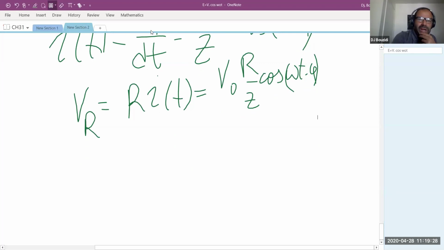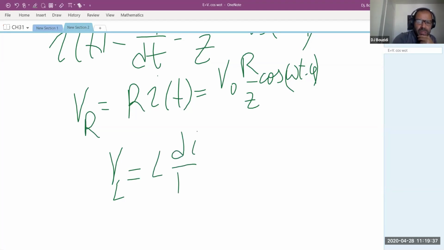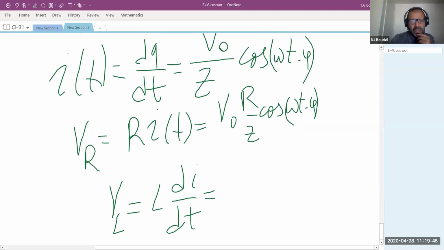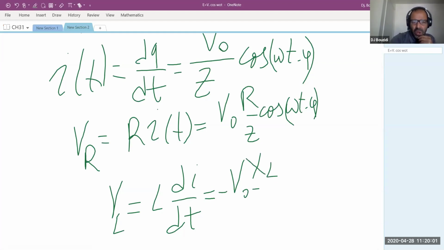Now, if we were to find the V across the L, so that is going to be what? L times the derivative of the current with respect to time. This will pull a minus because of the cosine, and we'll pull another omega, and we multiply by L. L times omega is XL. XL times V naught with a negative sign, XL over Z times the cosine of omega t minus phi.